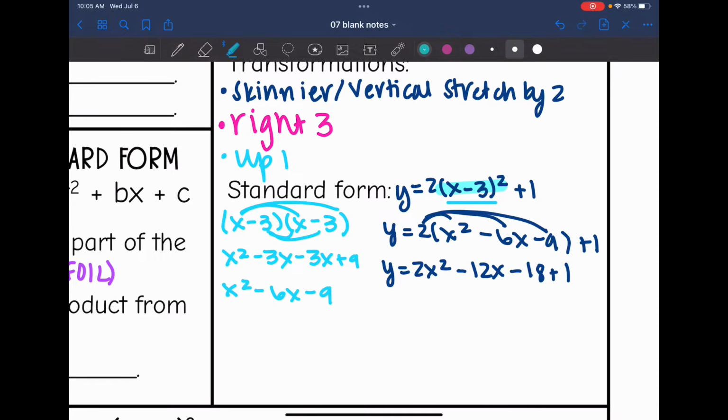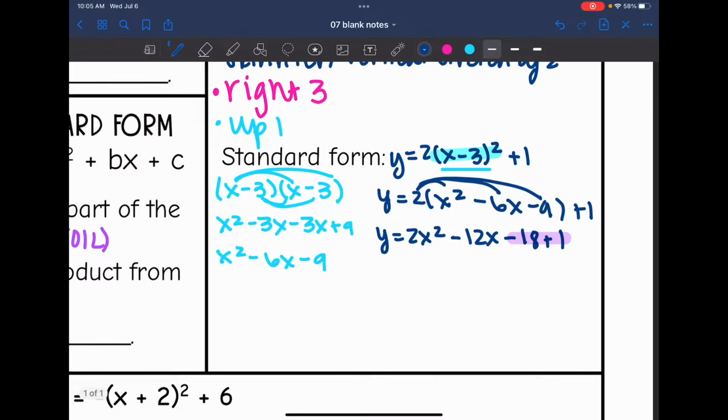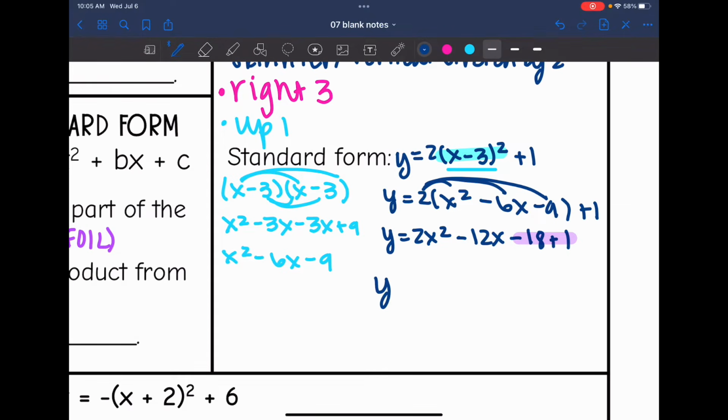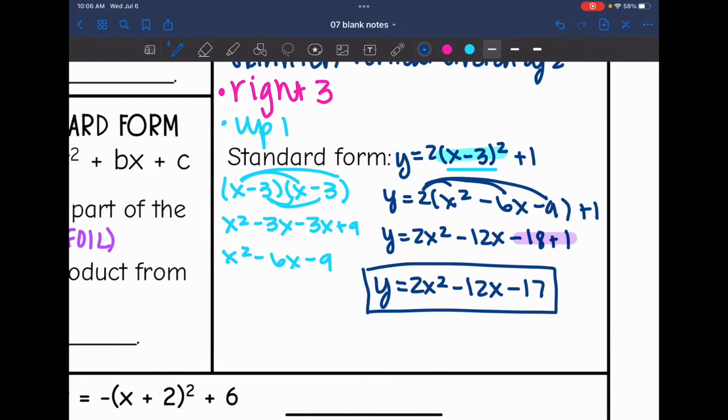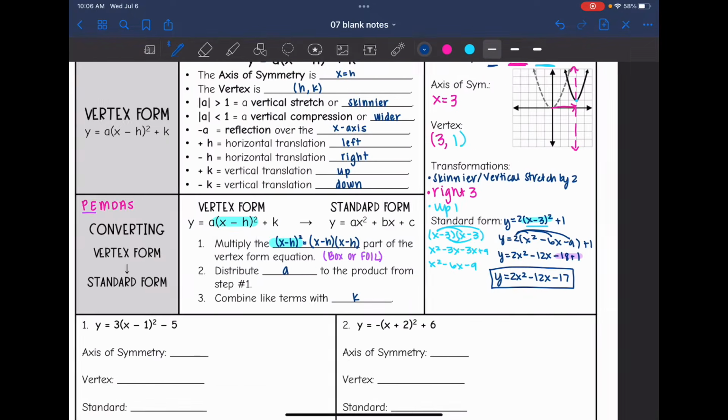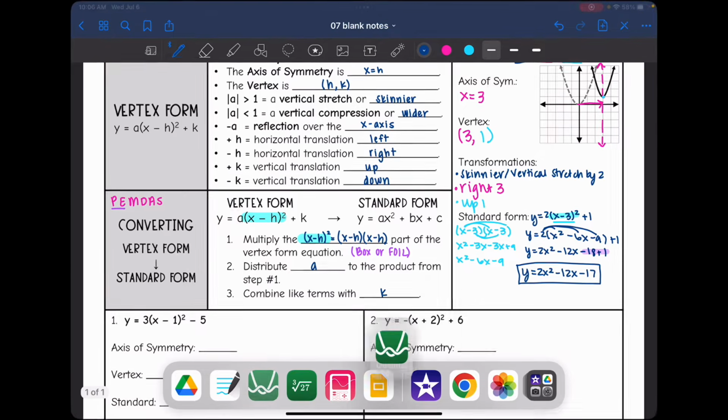And then my last step is just to combine like terms with those constants. So the final answer in standard form is y equals 2x squared minus 12x minus 17, because negative 18 plus 1 is negative 17. Okay, I'm going to show you my favorite way to check this.